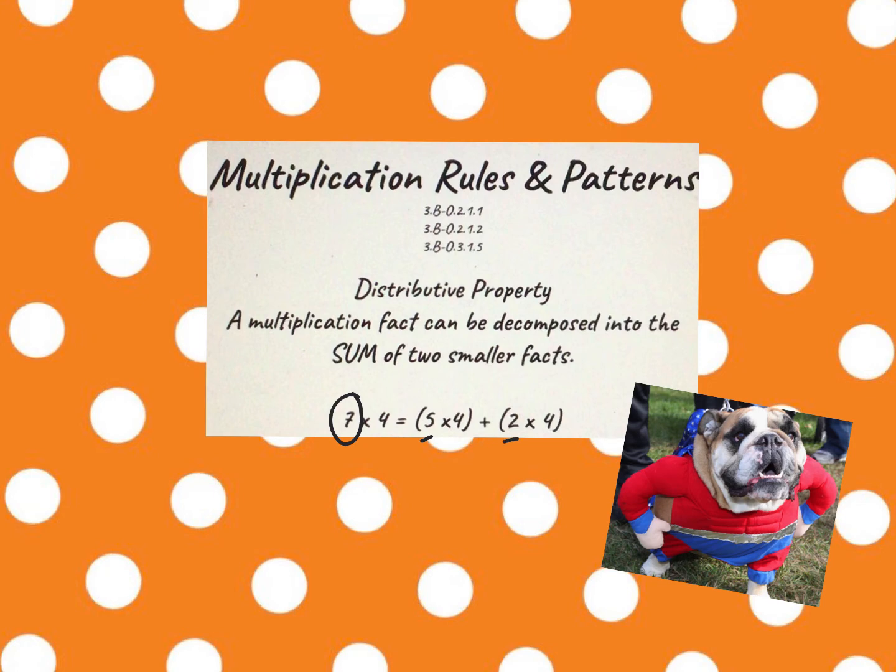We're still multiplying 7 times 4. Instead of just doing 7 times 4, we're doing 5 times 4 and 2 times 4, because 5 and 2 make 7. So when we distribute, that's when we're going to come up with 2 partners that add together. Make sure we're adding them, and we're still multiplying each of those partners times 4. So we have 5 times 4 and 2 times 4.